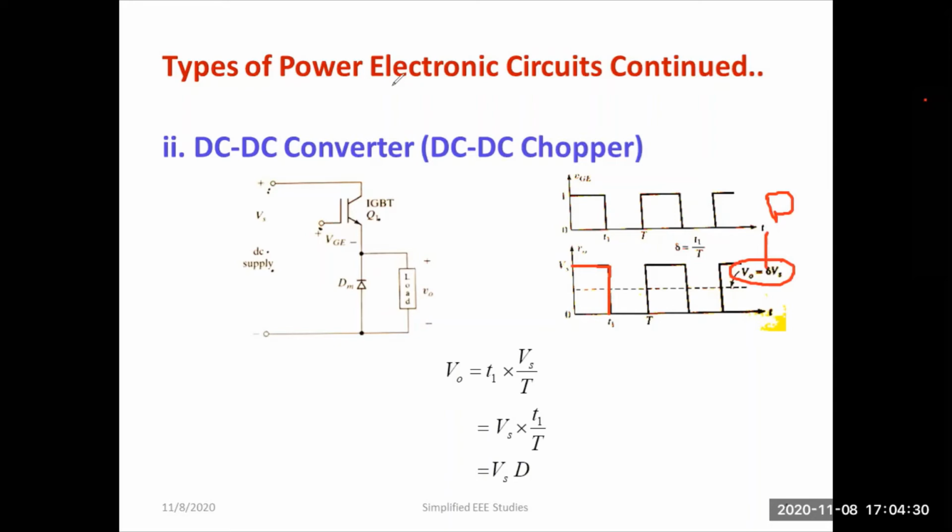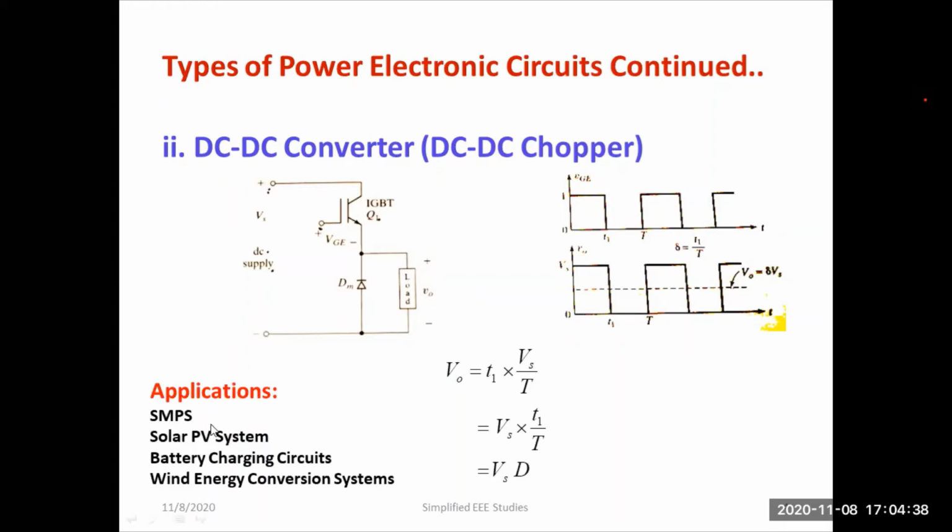Now let us find out the applications of DC-DC converter or DC-DC chopper. We have a list of applications. Switched mode power supply in your computers. Then you can use solar optimizers in a solar photovoltaic system, SPV system. You can use it as a power conditioning device. The output of a solar panel will be very low. If you want to increase the output voltage of the solar panel, you can use a DC-DC converter.